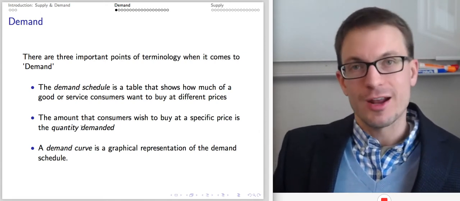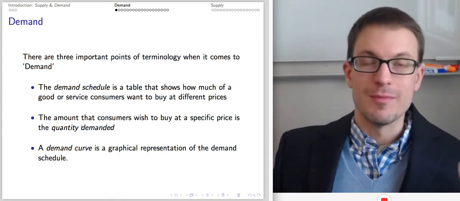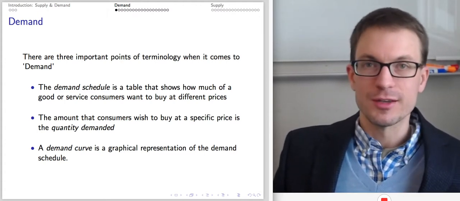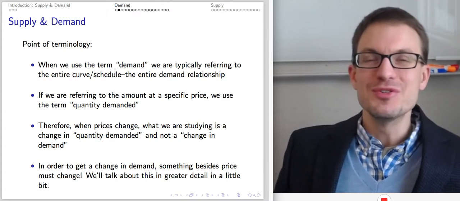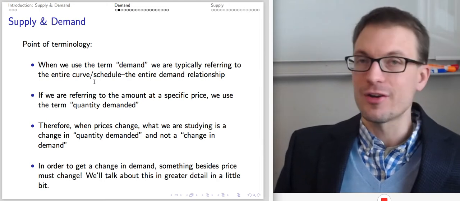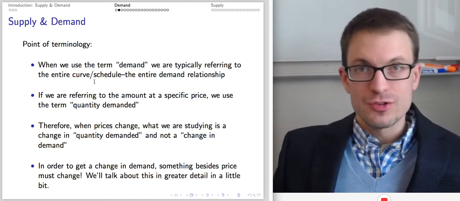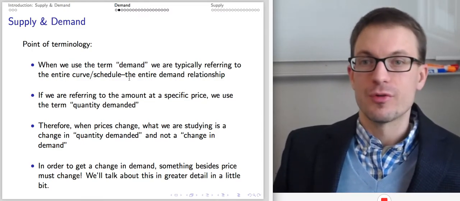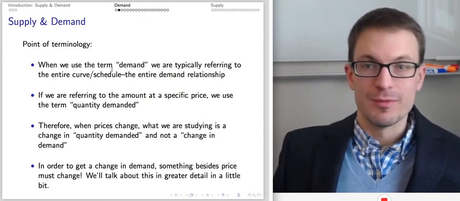Well, the reason why it's not correct is that we'll say at higher prices, it's quantity demanded that falls. Okay, so let's sort of develop this idea. So here's my important point of terminology. When we use the term demand, we are typically referring to the entire demand curve, the entire demand schedule, the whole demand relationship. This is the relationship between price and quantity at every possible price, right? We're referring to the entire demand relationship, all the information about the buyer side of the market.